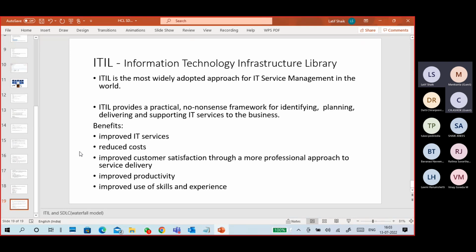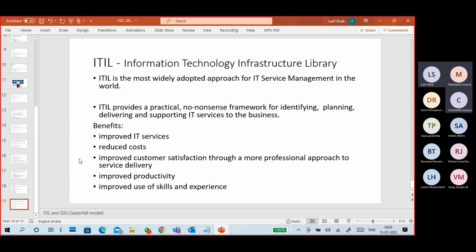cost on the IT services. We improve the IT service quality and improve customer satisfaction. This line is very big, so we'll stick to this point only: improve customer satisfaction. How to improve customer satisfaction, guys? Give the proper service.